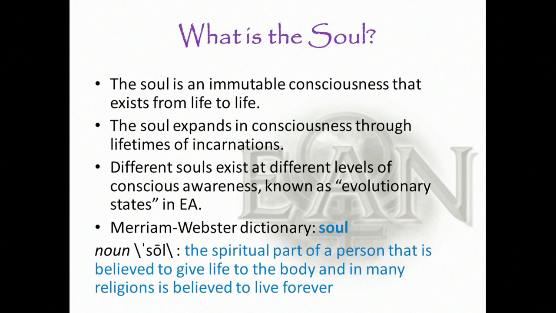And one of the things that we learn through evolutionary astrology, observation correlation, is that different souls exist at different levels of conscious awareness. In EA, this is known as evolutionary states. These states are consensus, individuated, and spirituated in the majority of souls on planet Earth.